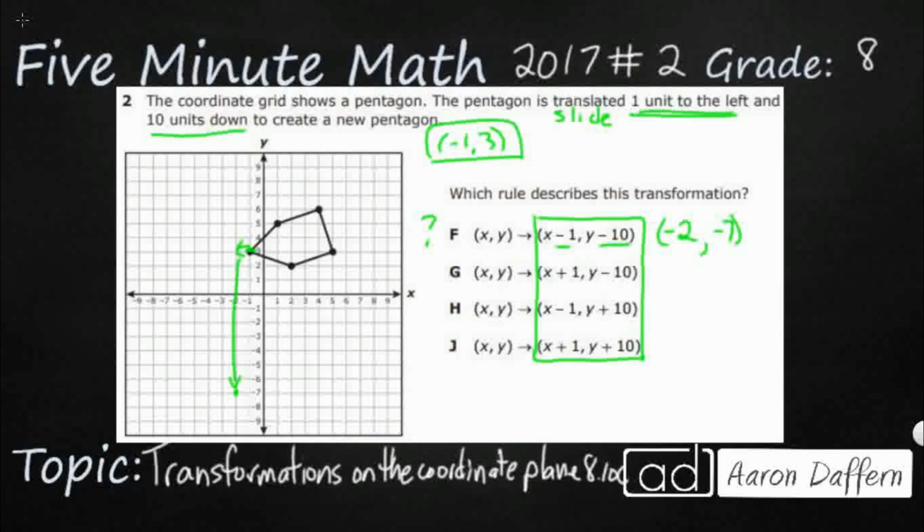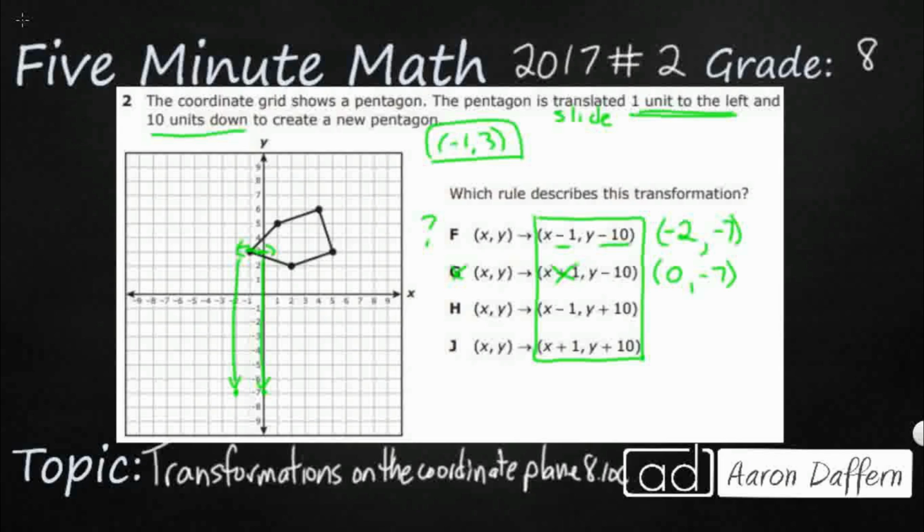Let's see what the rest of them look like. For that negative 1, 3, if I add 1, that's going to be 0 for the x, and if I do negative 10, that's still negative 7. So 0, negative 7 comes right here, but you see how it moved to the right 1 and still down 10? That's to the right 1, and I wanted it to the left 1. So that makes that incorrect.